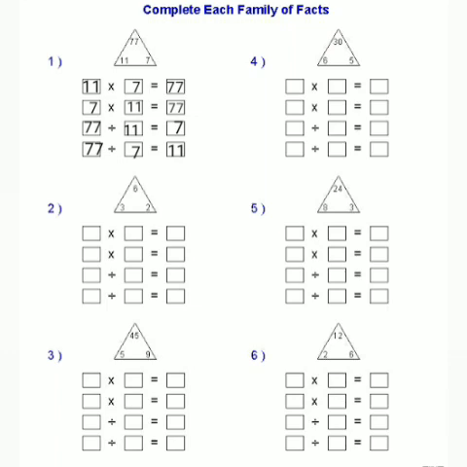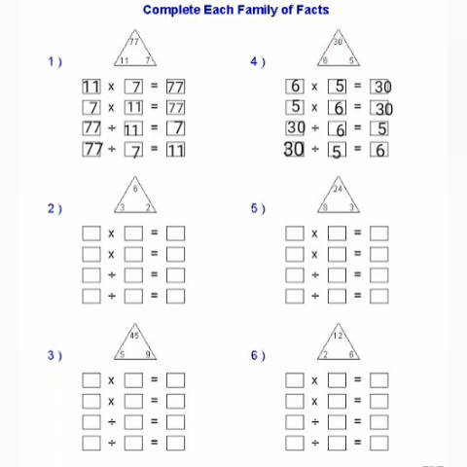Our next number family, 30, 6 and 5. So we're going to start with 6 times 5 makes 30. Just change the numbers around. 5 times 6 makes 30. Now division, start with a big number. 30 divided by 6 will make 5. So that means 30 divided by 5 makes 6.